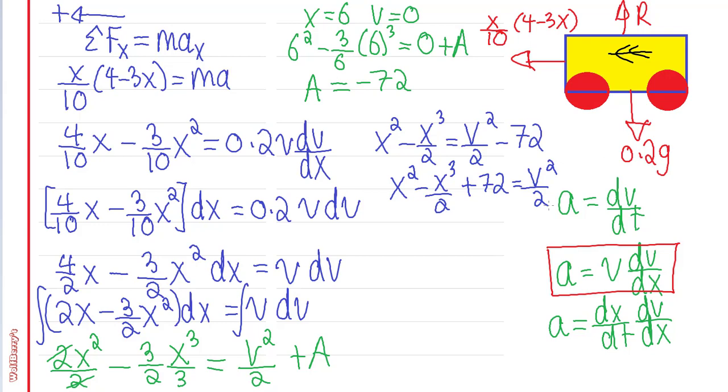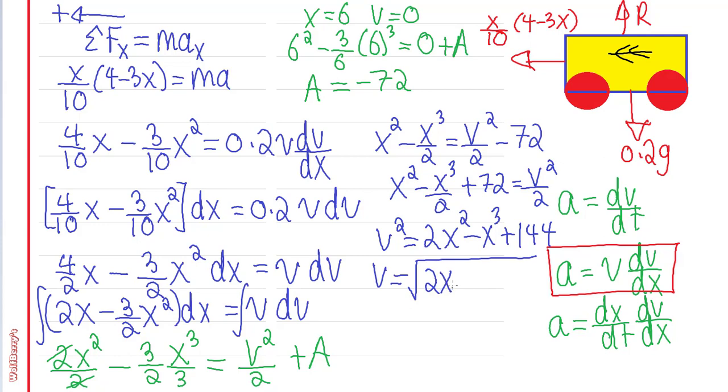Now, let's multiply everything by 2 to get rid of the fraction. So it becomes v squared, starting with the other side, equals 2x squared minus x to the power 3 plus 144. Finally, square root both sides, so we have v by itself. v is equal to the square root of 2x squared minus x to the power 3 plus 144, which is the same thing as the answer put to the power 0.5, which is the same as square root.